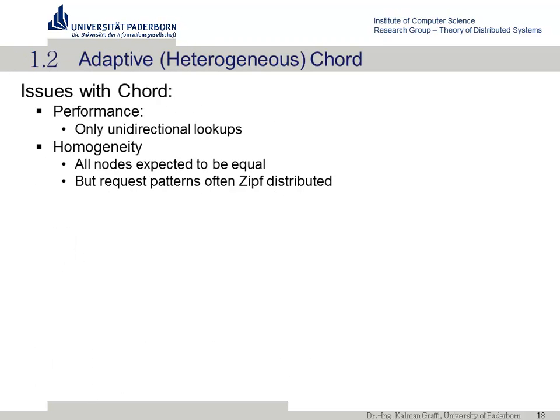A more prominent example of how the capacities of the peers can be used is adaptive heterogeneous Chord, and it tackles one main issue of Chord. So if you would just think of using Chord in a file sharing application, that's more general issues with Chord. Yes, unidirectional lookups, but the other issue is the homogeneity.